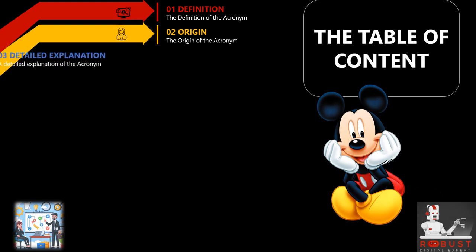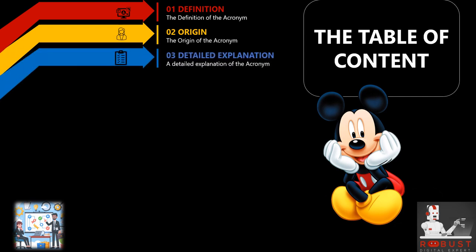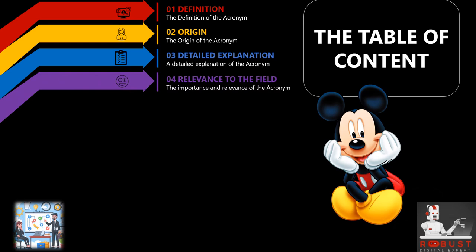Detailed explanation. We unpack the acronym, meticulously breaking it down into its constituent parts. We elaborate on the meaning behind each element, exploring specific terminology and associated concepts. Relevance to the field. We explore the importance and relevance of the acronym in the field. We discuss how it addresses specific needs, resolves common challenges, or embodies key concepts within the discipline.